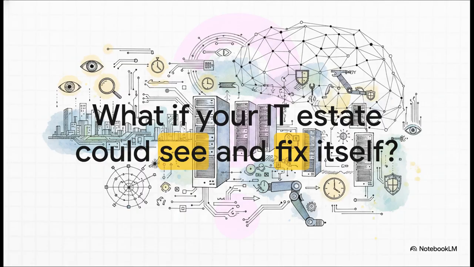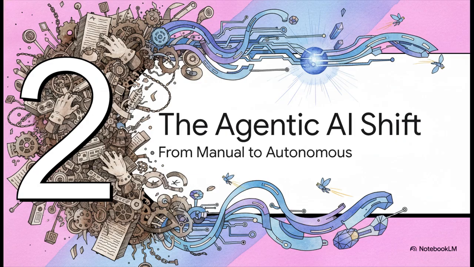What if your IT estate could actually see itself, track itself, and fix itself? Imagine an ecosystem that doesn't just sit there in the dark, statically waiting for a human engineer to run a manual vulnerability scan. Imagine a network that actively commands, organizes, and literally runs itself around the clock, automatically finding the gaps and closing them before anyone even realizes there was a problem. Which brings us to Section 2, the agentic AI shift, moving from manual to autonomous.